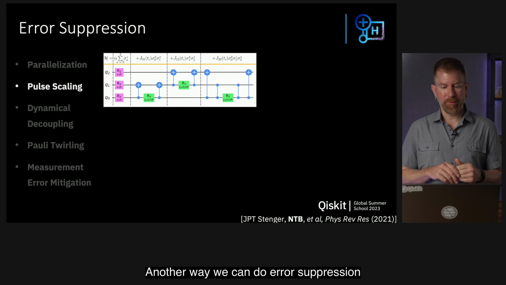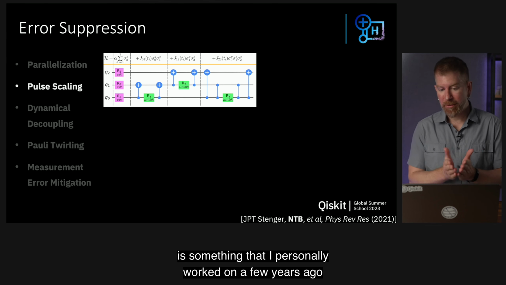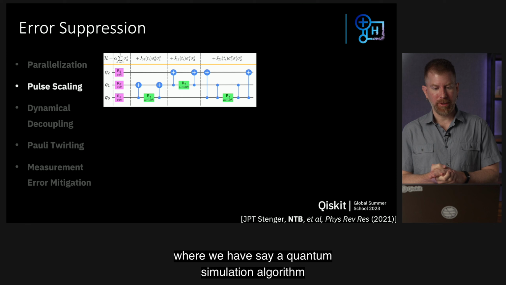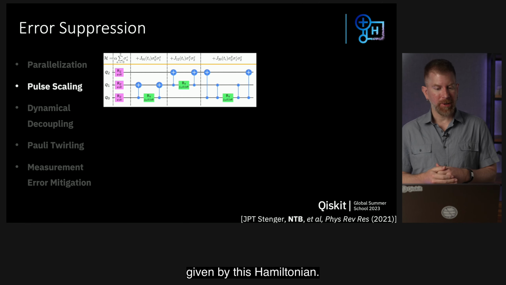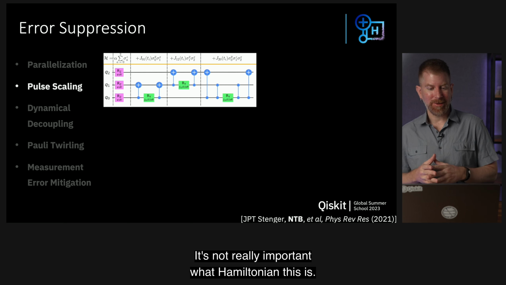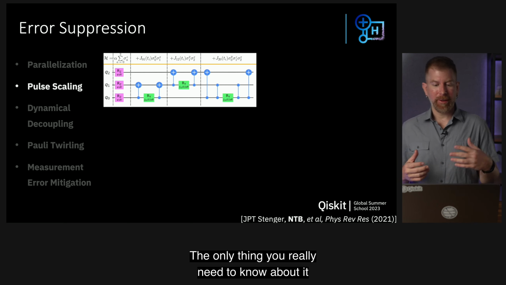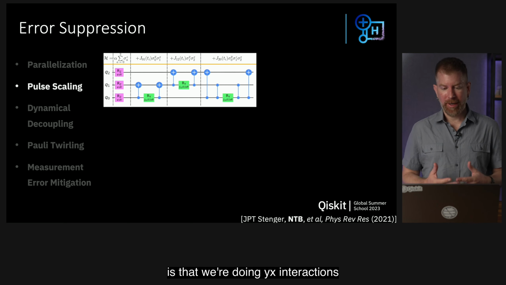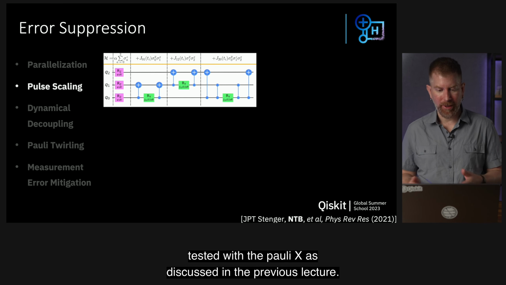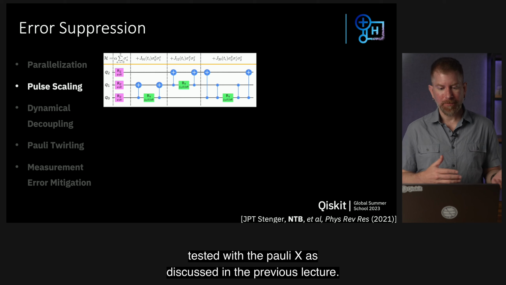Another way we can do error suppression is something that I personally worked on a few years ago, where we have, say, a quantum simulation algorithm given by this Hamiltonian. It's not really important what Hamiltonian this is. The only thing you really need to know about it is that we're doing YX interactions, where YX refers to the Pauli Y tensored with the Pauli X, as discussed in the previous lecture.